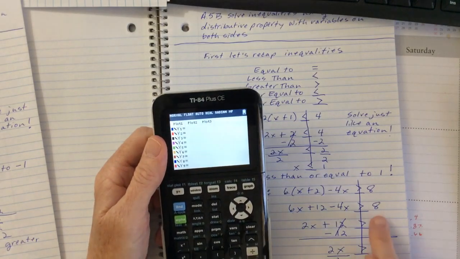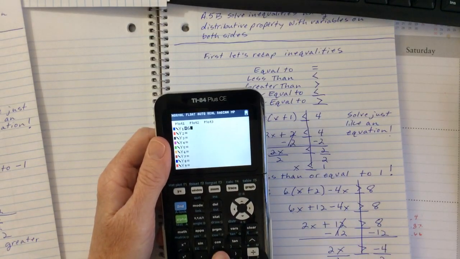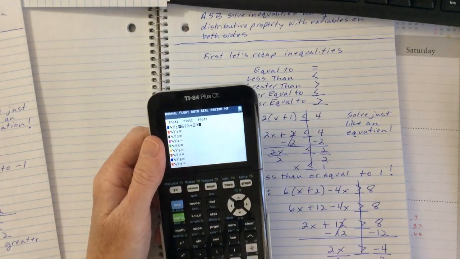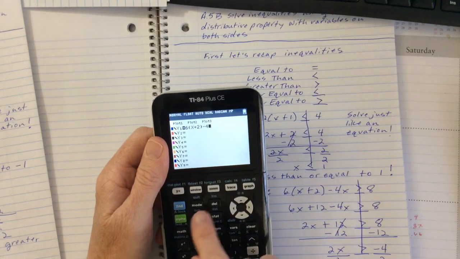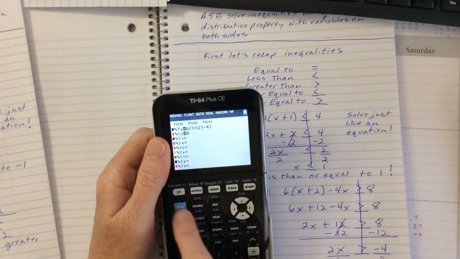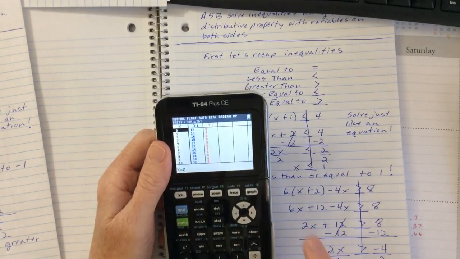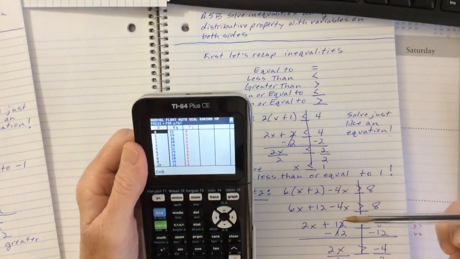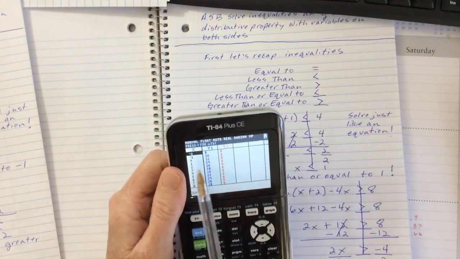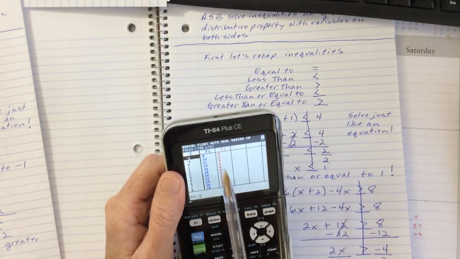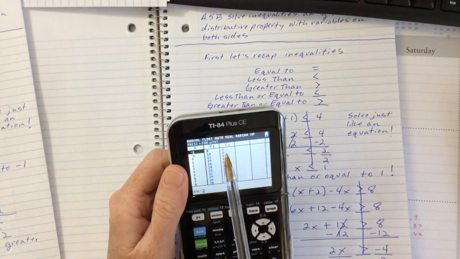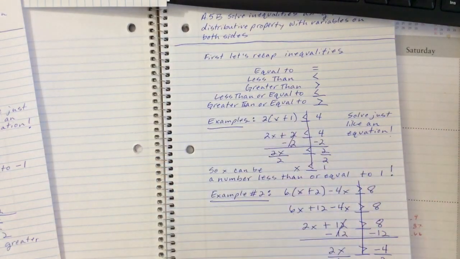Y equals, and let's put it in again, 6 parenthesis x plus 2, close it, minus 4x, enter, 8. Second table, let's see what it says at negative 2. Oh, that was correct. I'm sorry, guys. It just threw me off because this said 8. So when x is negative 2, y1 is 8, and y2 is 8. So we know that is correct.